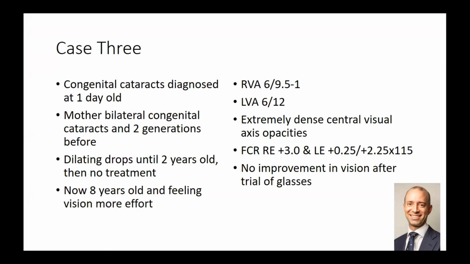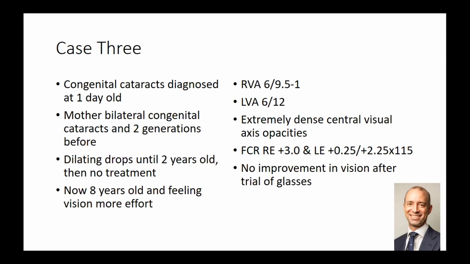He'd been treated with dilating drops until about 2 years of age, but then no treatment. Again, at 8 years of age, he was finding things more difficult, and it had a very borderline normal, but well within normal visual acuity, of 6/9.5 -1 in the right eye and 6/12 in the left eye.